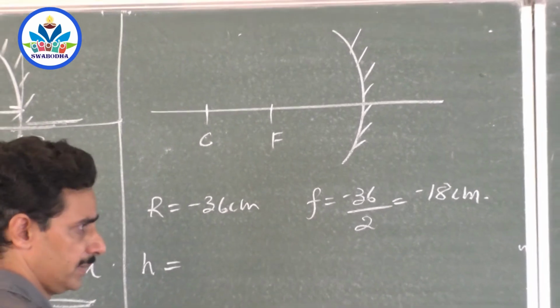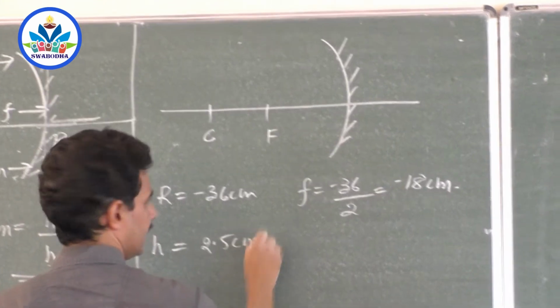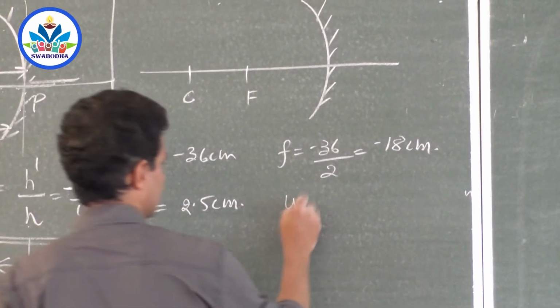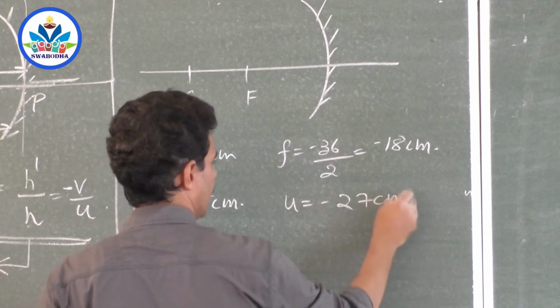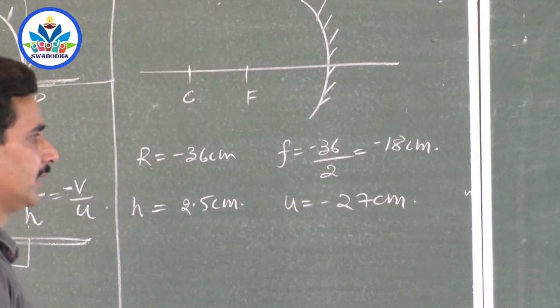And the height of the object, h dash is the height of the image. Height of the object is 2.5 centimeter. Let everything be in centimeters. Then object distance is minus 27, it is given. Object is placed at a distance of 27 centimeter from the mirror.